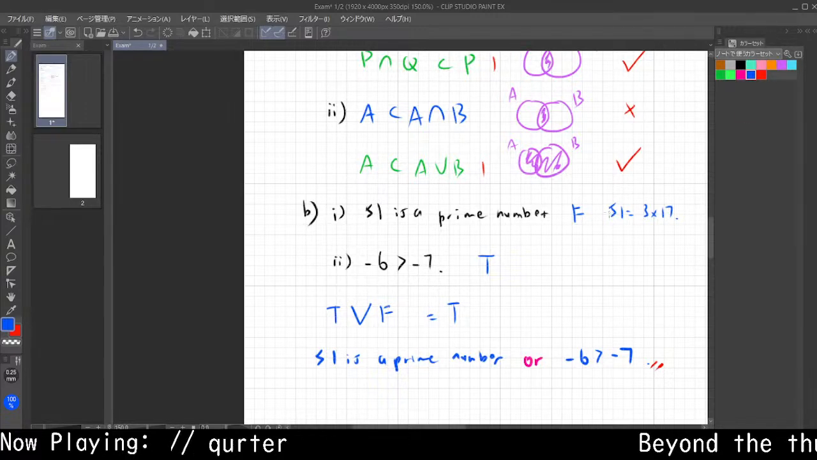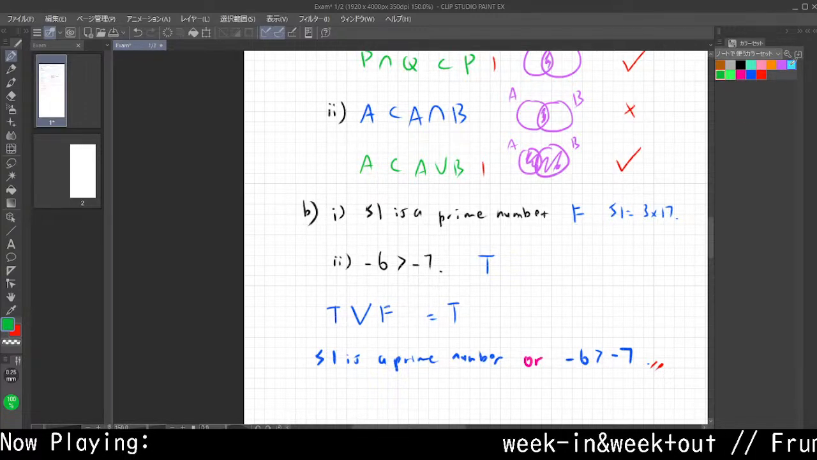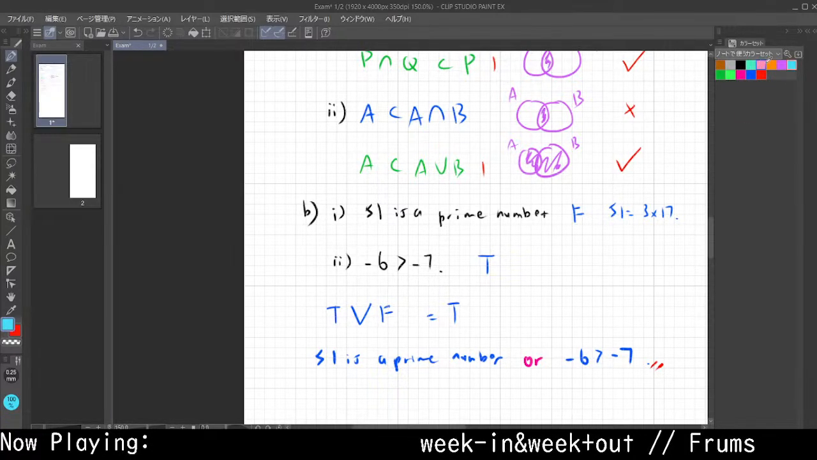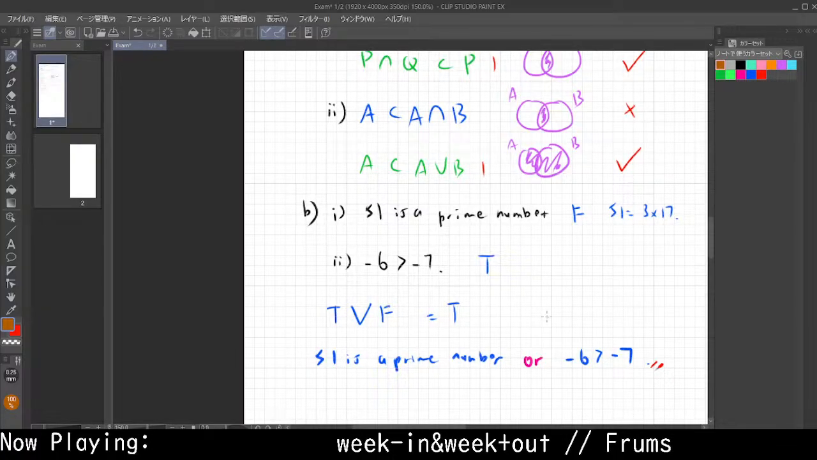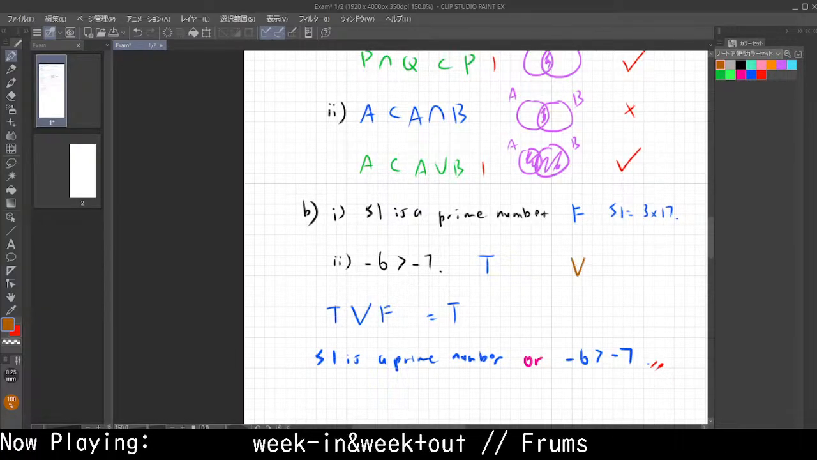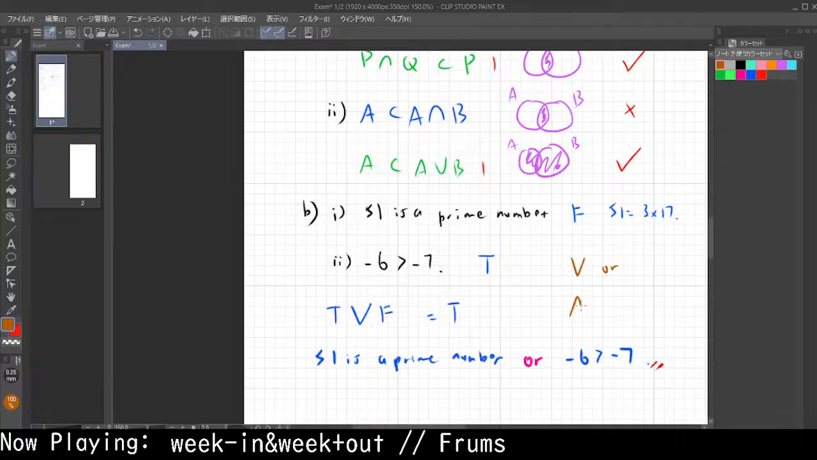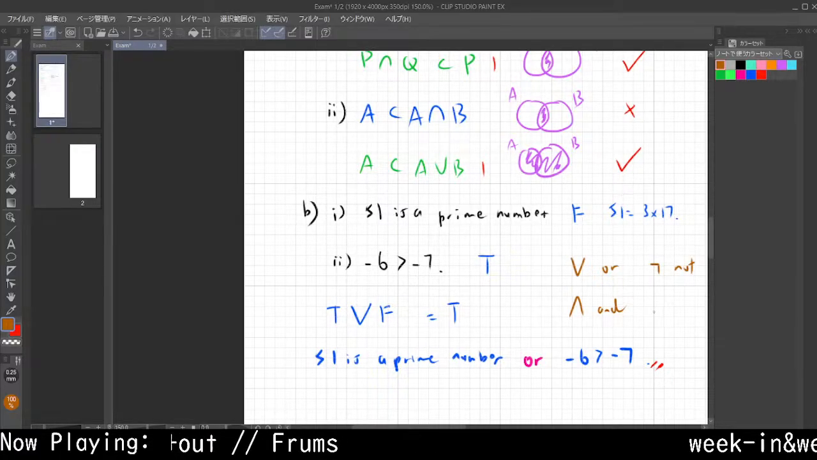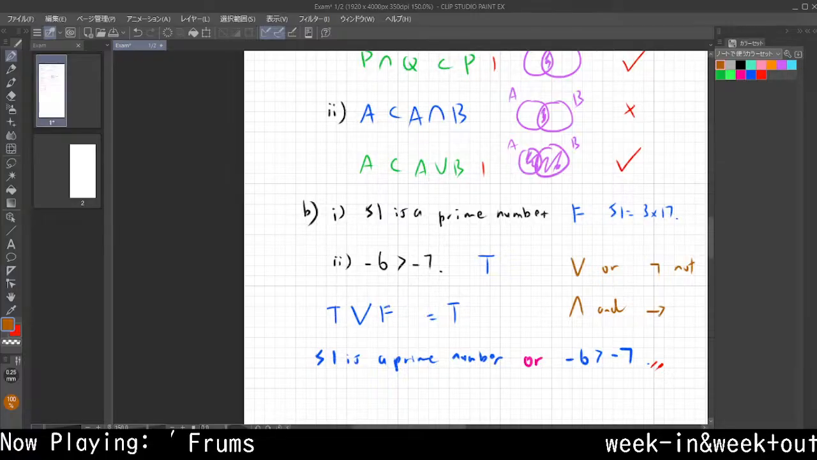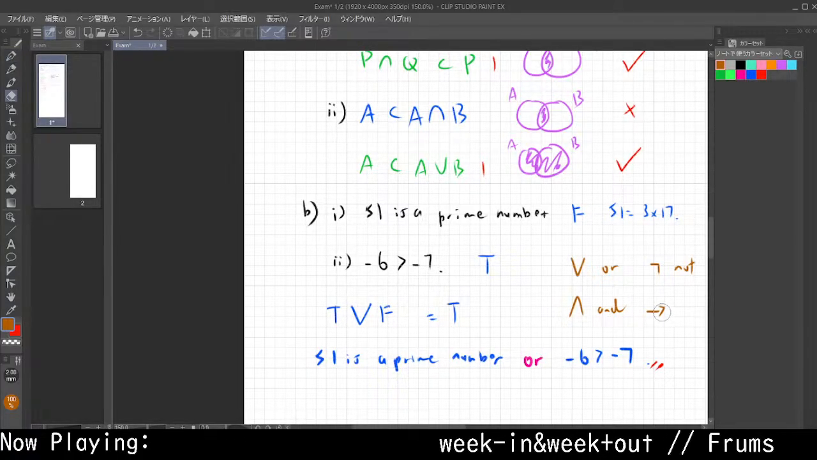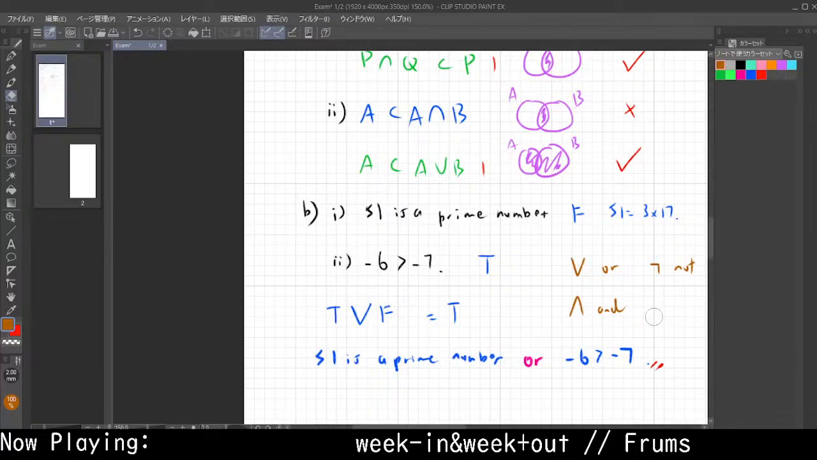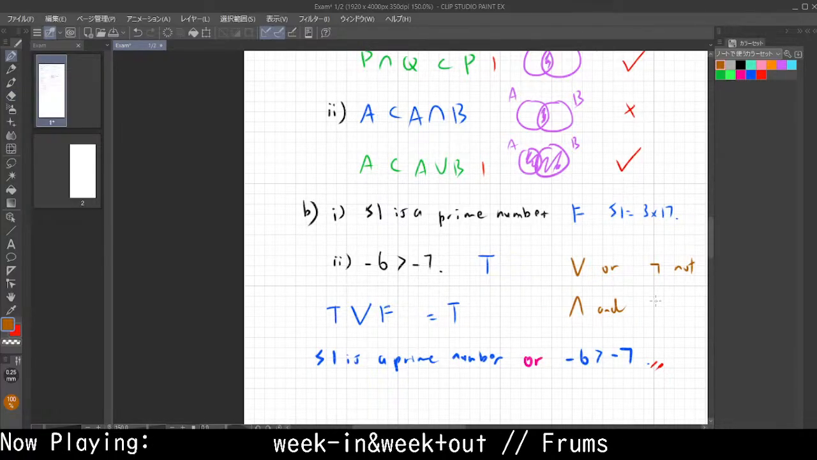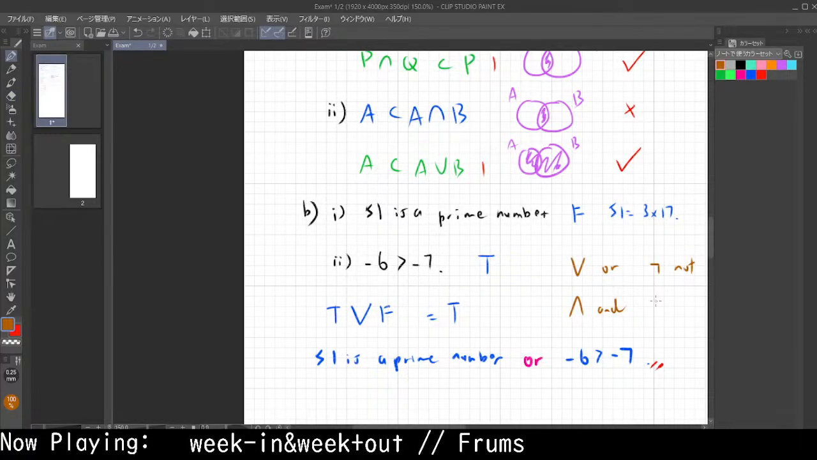This symbol is the or symbol. This symbol is the and symbol. This symbol is the not symbol. This arrow is the if-then implication, but it's just a normal arrow. It doesn't really bear any extra meaning. So yeah.